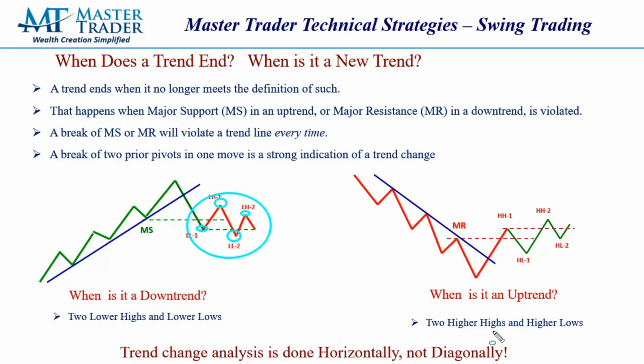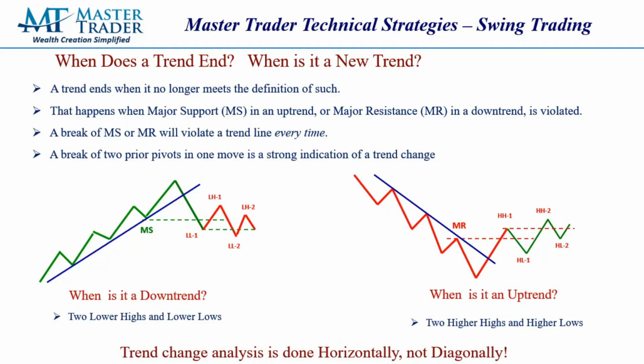When is the uptrend violated? Well, you've already got that figured out. When it violates major resistance, higher high 1, higher low 1, higher high 2, higher low 2. We now have an uptrend, and there has been a break of major resistance. Once we get a break of major resistance, we could then be considering to buy the first pullback. But we shall get to that.